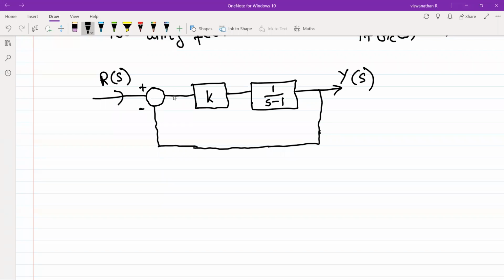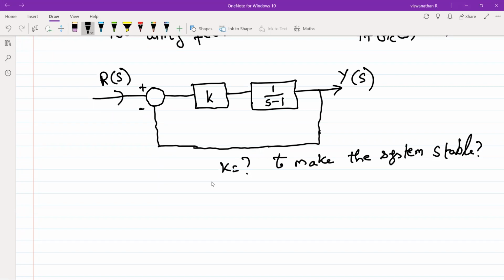So what will be the value of K? Is the system stable? 1 divided by S minus 1? No, sir. Okay, because the root is 1 there, positive. Now, what should be the value of K to make this system stable? What is the value of K that makes the system stable? How do you find out?